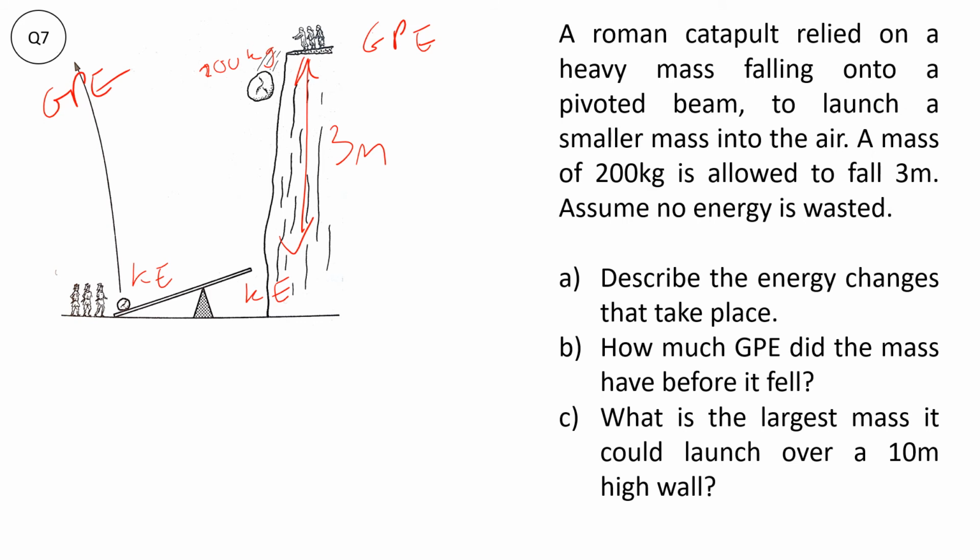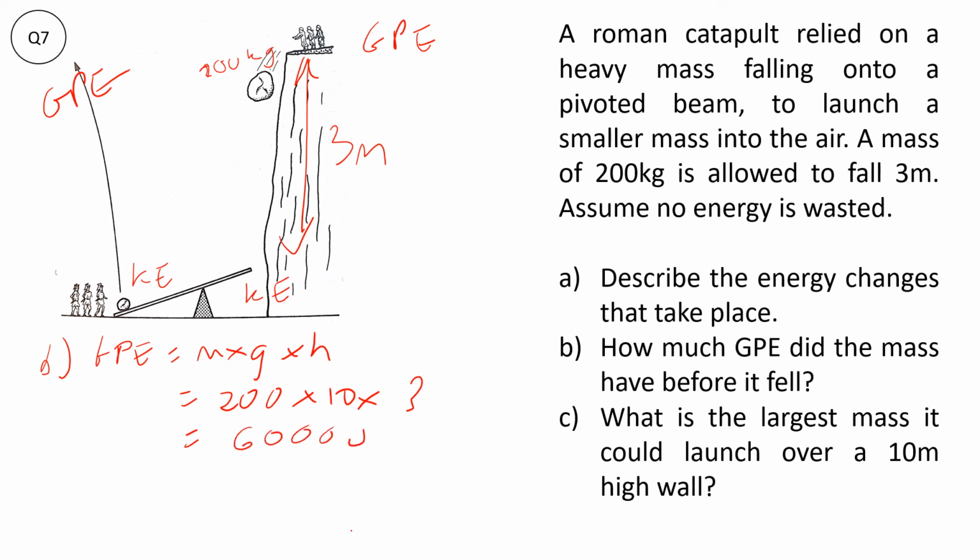How much GPE did the mass have before it falls? So B, GPE is m times g times h. So that was 200 times 10 times the height, which is 3. Okay, so that's 200 times 10 times 3 is 6,000 joules. C, what is the largest mass it could launch over a 10-meter high wall?